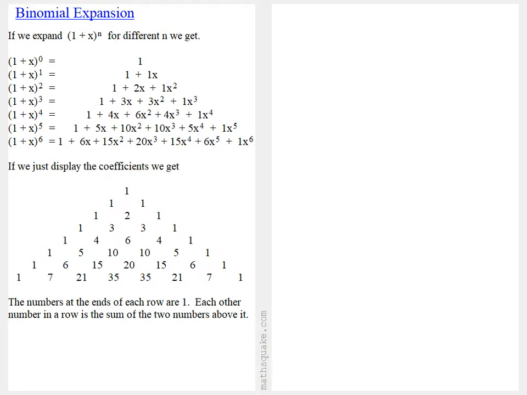What we notice is these numbers form a pattern. The numbers at the ends of each row are 1. Each other number in a row is the sum of the two numbers above it. So, for example, 1 plus 1 gives 2, 1 plus 2 gives 3, 4 plus 6 gives 10, 15 plus 6 gives 21, and so on.